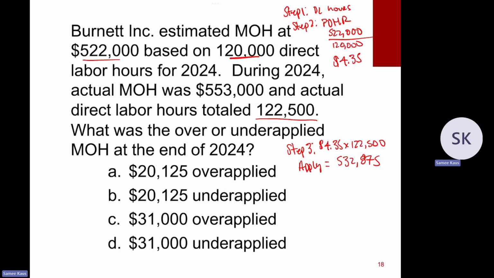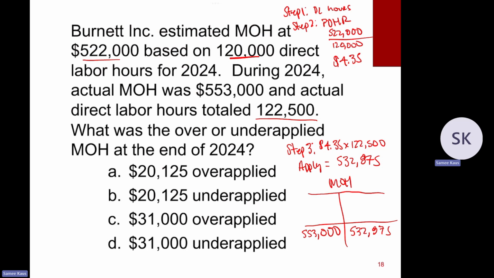Well, I'm going to think about it in terms of a T account. I'm going to have my manufacturing overhead, and I'm going to say that I applied 532,875. Do I apply on the debit or the credit side? Well, I apply on the credit side, so I have 532,875. What's my actual overhead? 553. Okay, totally, well, I shouldn't say totally fine, right? But what's the difference here? Am I over or under applied?